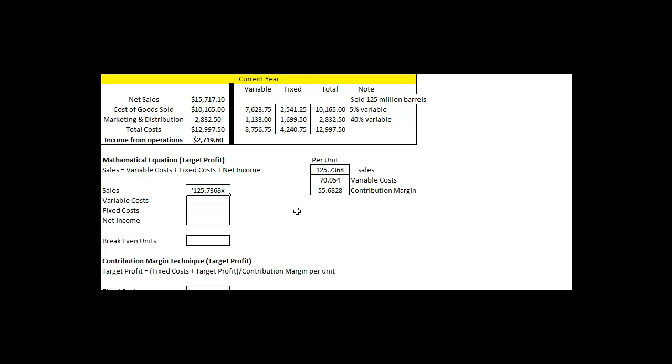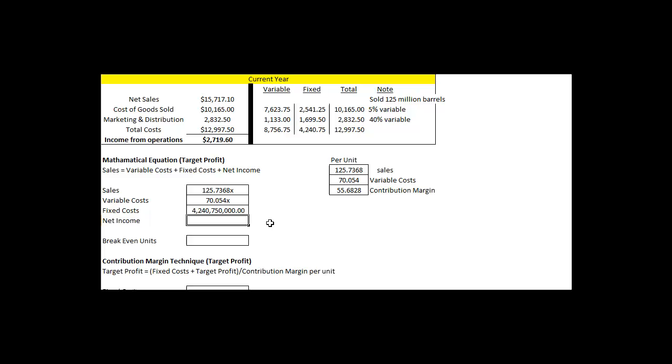125.7368 X. We don't know how many we're going to sell, but we know each one will sell for about $125. We know my variable costs, which are the next step in the equation, are going to be $70 each approximately. But we don't know how many we're going to sell. That's the X. That's the amount to hit that profit of $4 billion. My fixed costs are the same as they were in the break-even problem. I'm going to multiply that by 1,000,000 because this number is listed in millions, so it's actually going to be 4 billion. Now my net income, I don't want it to be zero, I want it to be 4 billion.